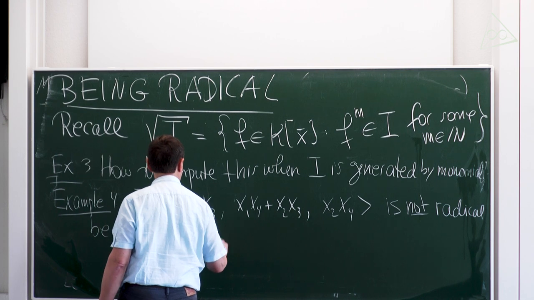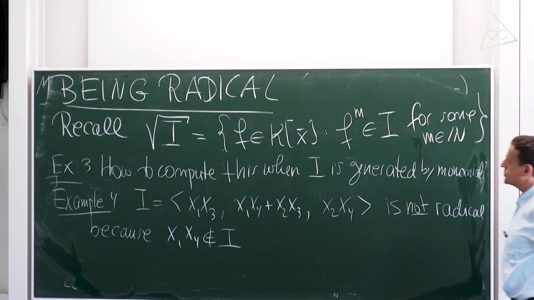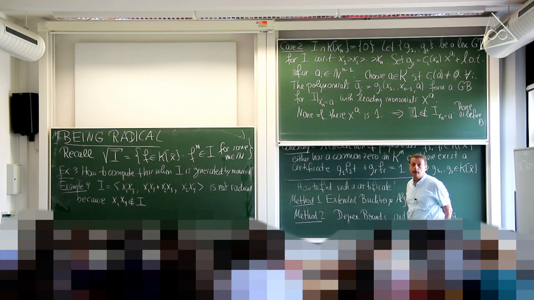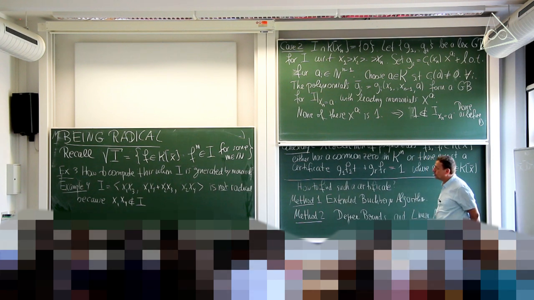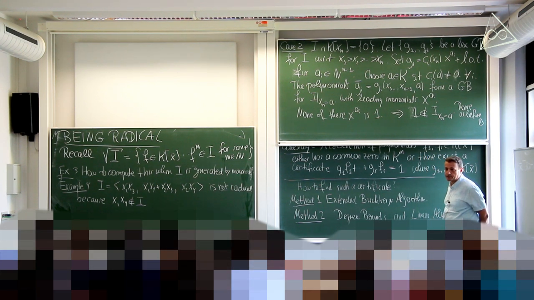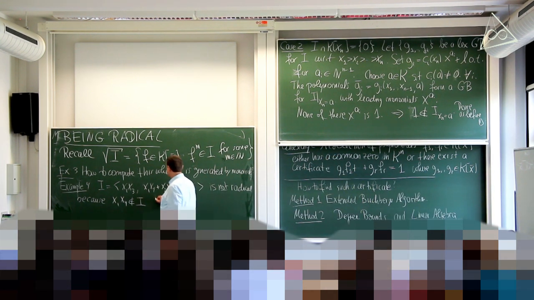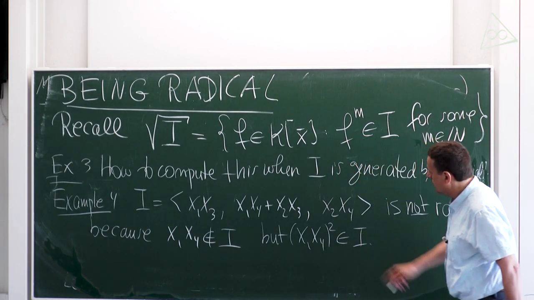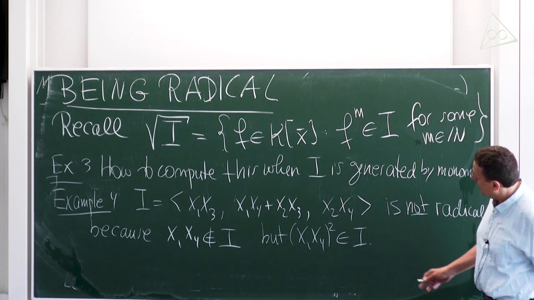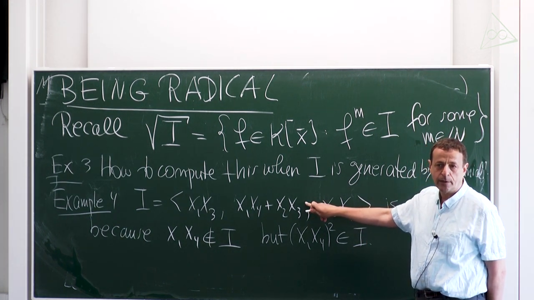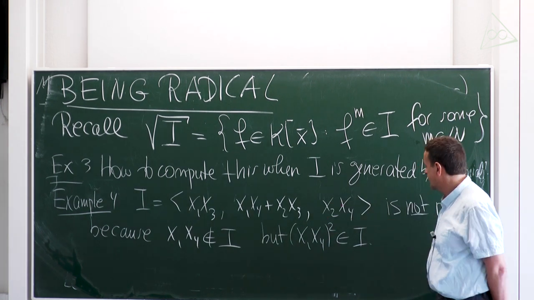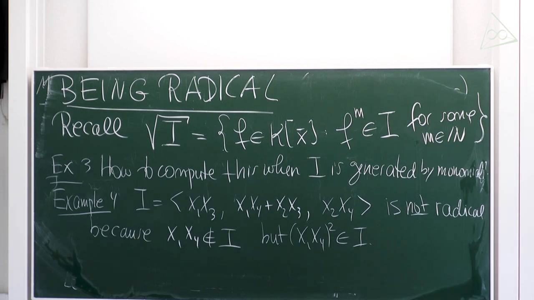x1 x4 is not in the ideal. You can check, this is generated by homogeneous quadratic polynomials. If x1 x4, also a quadric, were in the ideal, it would have to be a linear combination of the three generators, which it's not. So x1 x4 is not in the ideal, but the square of x1 x4 is in the ideal. Right? If you square it, it lands in the ideal, because x1 x4 squared is congruent, up to sign, to x1 x2 x3 x4 modulo the second relation. But that is in the ideal, right? So the square of x1 x4 is in the ideal, x1 x4 is not in the ideal, and therefore this is not radical.